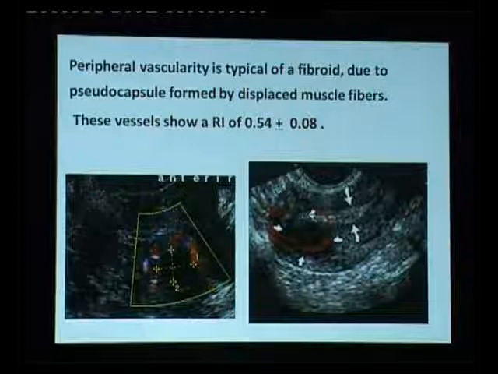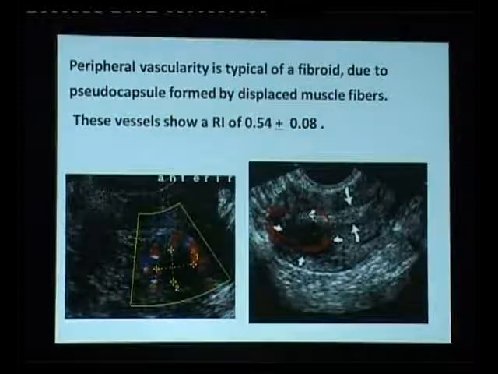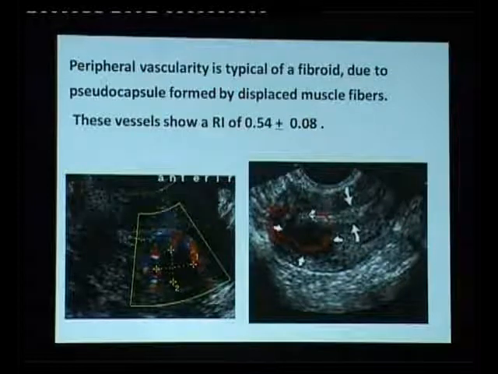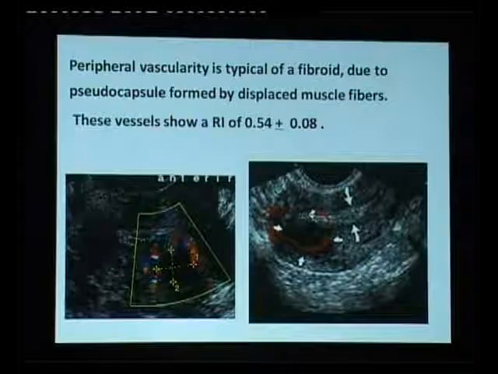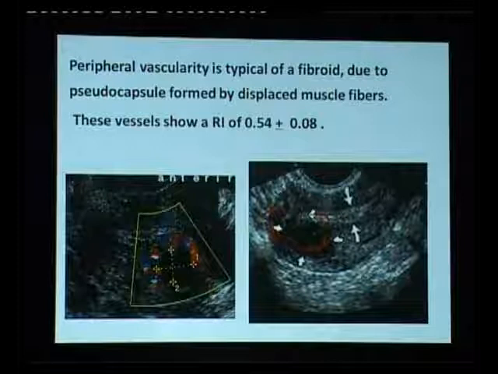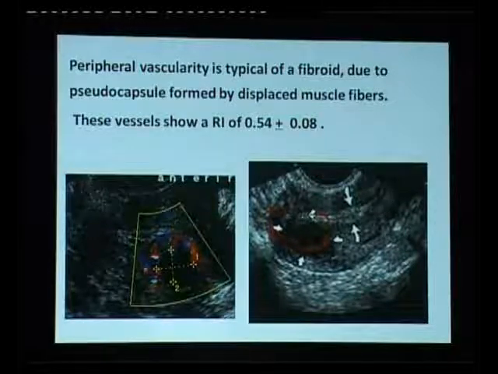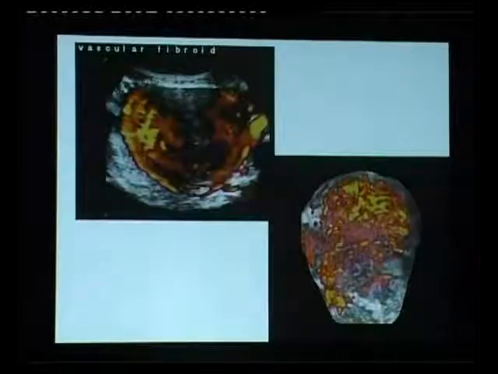You can see here there's a peripheral vascularity, which is very, very typical of a fibroid, and it gives you a lot of indications on how to differentiate it from focal adenomyosis. Because in focal adenomyomas, you will have a vascularity which will be spread all over in the adenomyoma also. So these are just power Doppler pictures of the same.